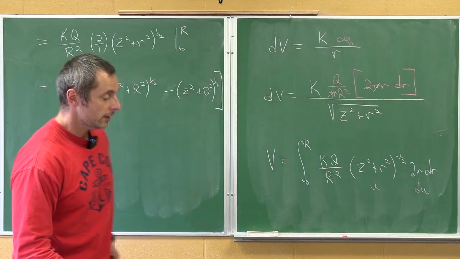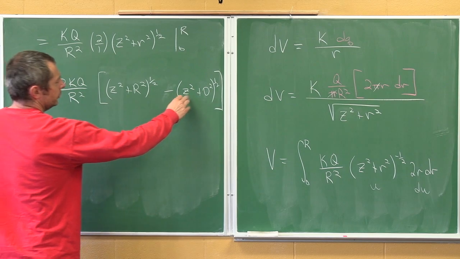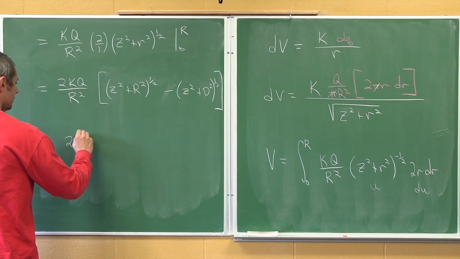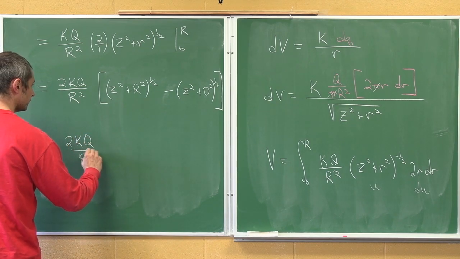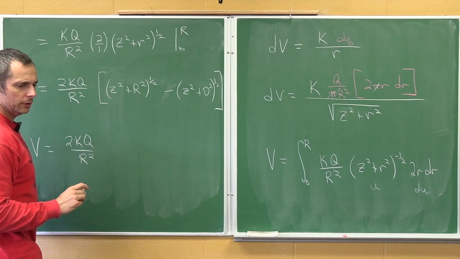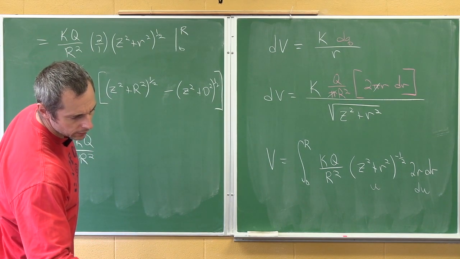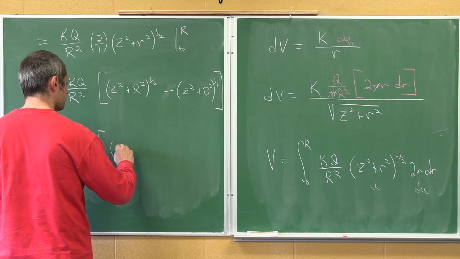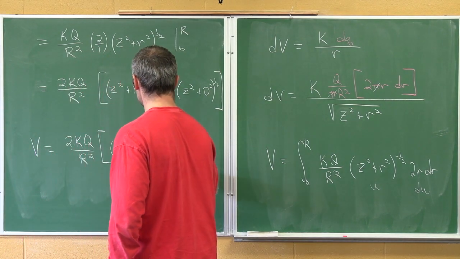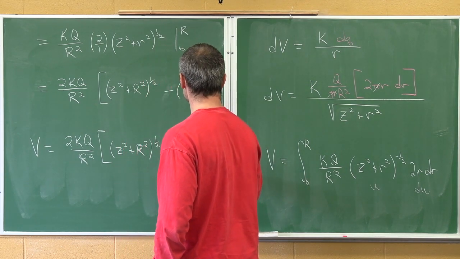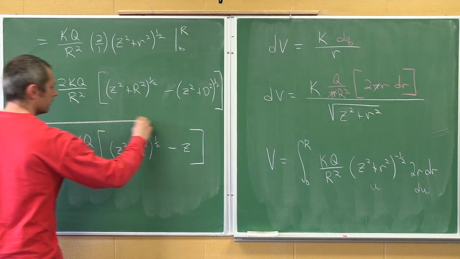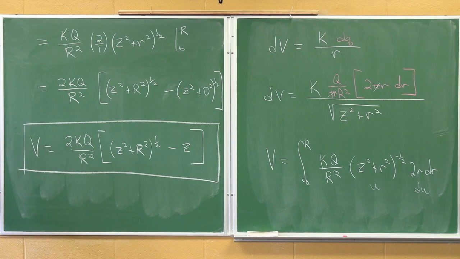Okay, and so this is just z, so we can finally get our expression. Do I want to write with square roots? I guess I don't have to. Okay, so there it is.